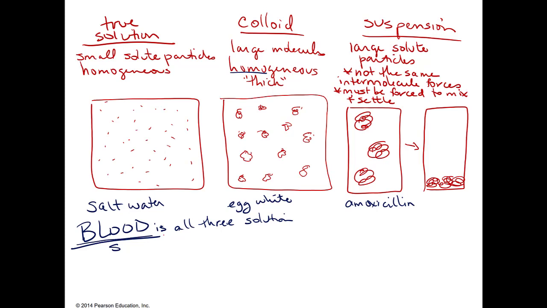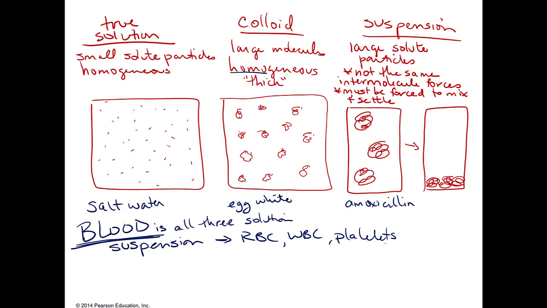What are the largest components in blood? You can see them in the microscope. Red blood cells, white blood cells, and so they are so large, they're their own little individual particles or pieces.